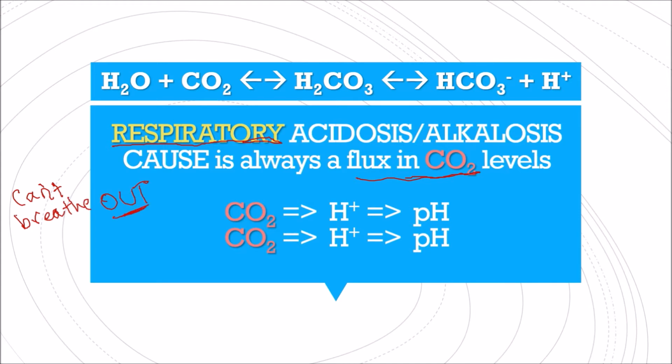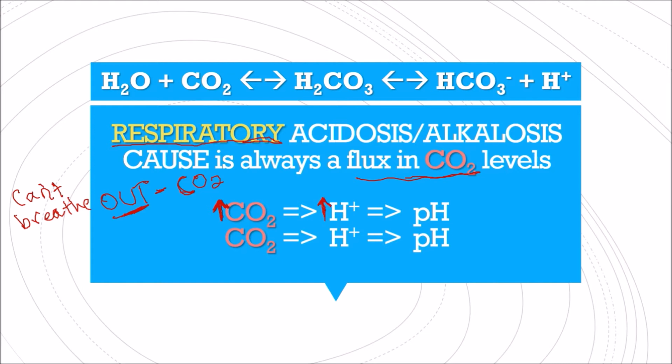If you can't breathe out, you're not getting out your CO2, because the whole purpose of breathing is to rid yourself of the extra carbon dioxide buildup in your system. So if you can't breathe out, that CO2 level rises because you're not getting rid of it like you should. Then your hydrogen ions are going to rise.